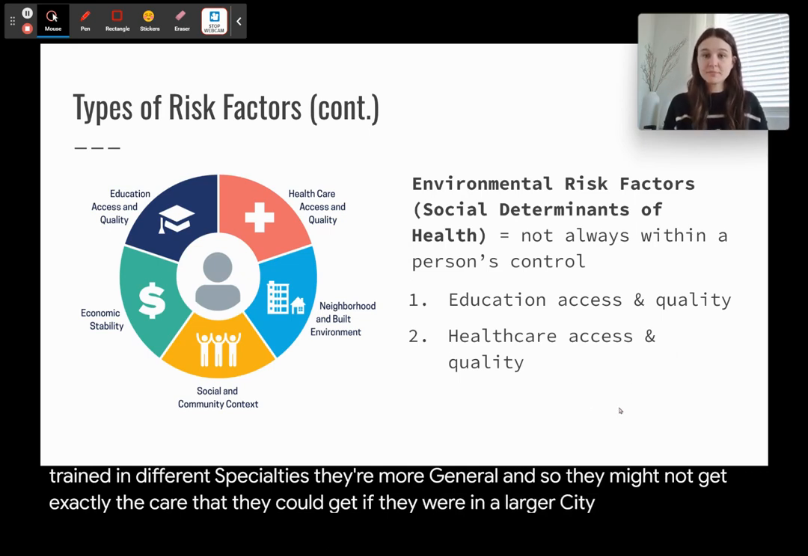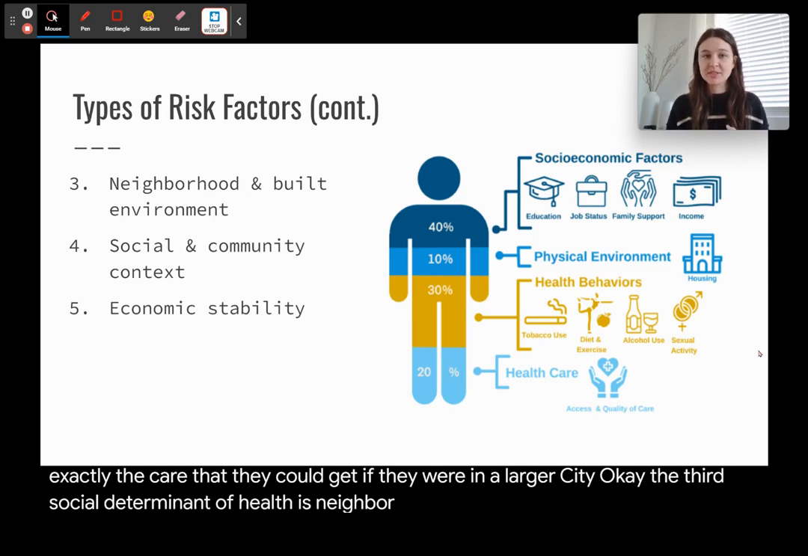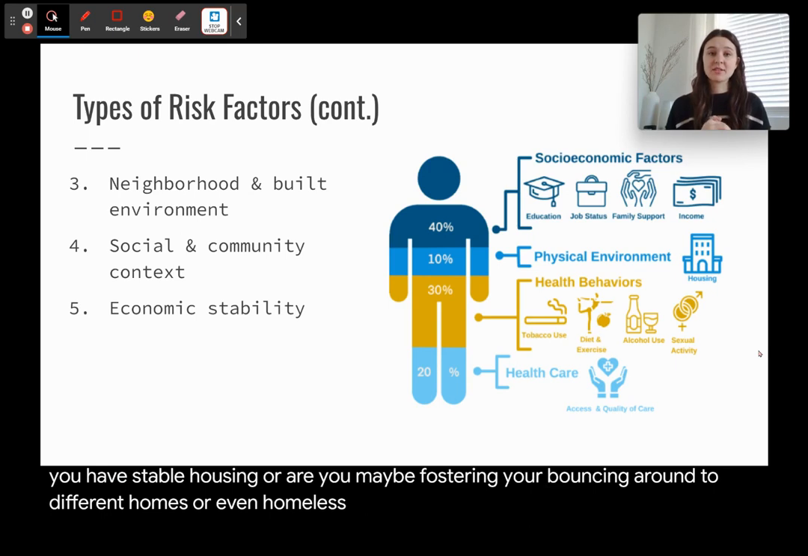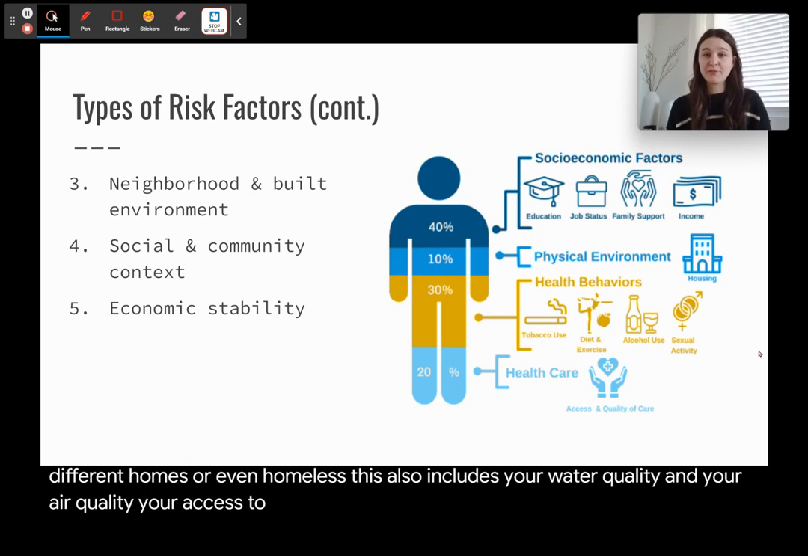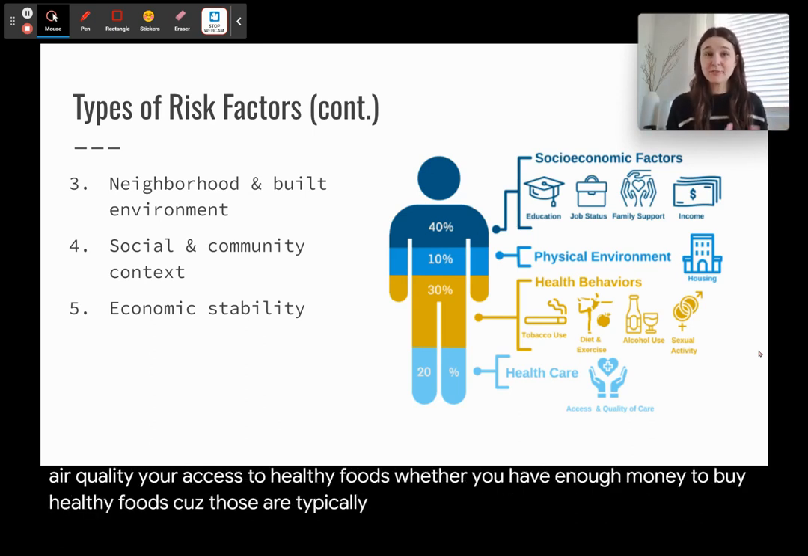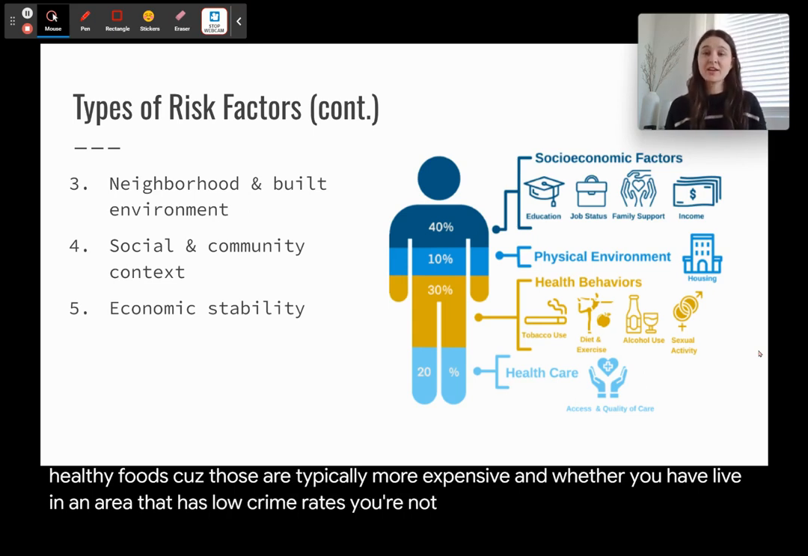Okay. The third social determinant of health is neighborhood and built environment. So this is, do you have stable housing, or are you maybe in foster care and bouncing around to different homes, or even homeless? This also includes your water quality and your air quality, your access to healthy foods, whether you have enough money to buy healthy foods, because those are typically more expensive, and whether you live in an area that has low crime rates, you're not scared of violence, all that kind of stuff.